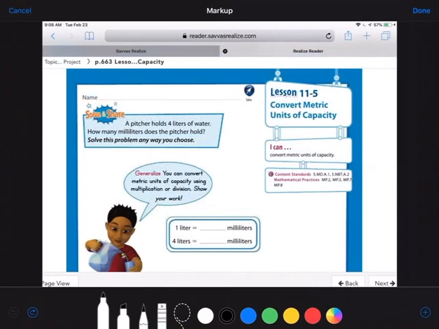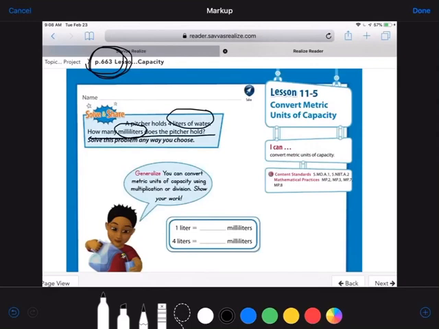Let's go ahead and work on topic 11, lesson 5, converting metric units of capacity. You'll see that I'm now on page 663, the solve and share. A pitcher holds 4 liters of water. How many milliliters does that pitcher hold?